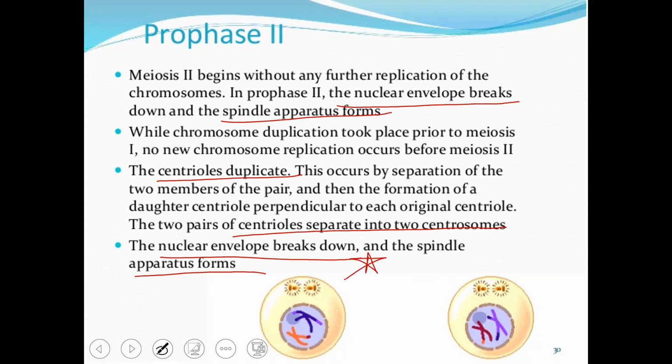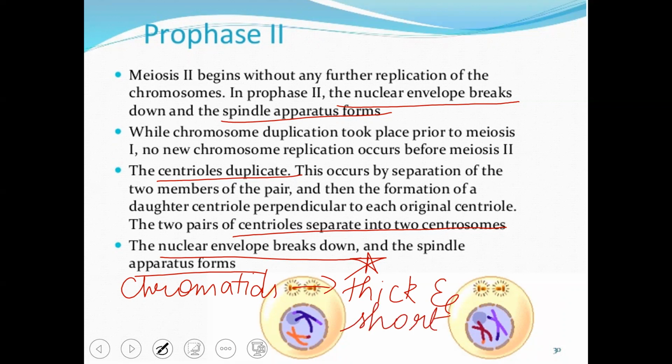And apart from this, the chromatids will be condensed. They become thick and short. So these are the stages in prophase 2.